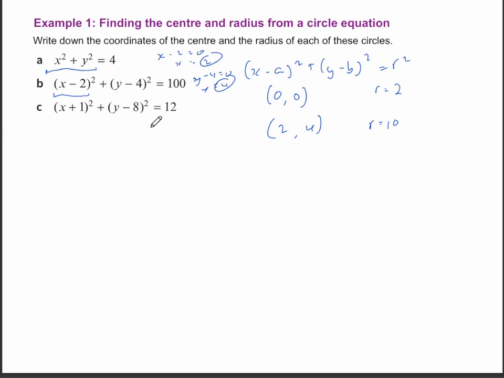Finally, this one right here, where you get, okay, x plus 1 equals 0 and y minus 8 equals 0. We get x equals negative 1 and y equals 8. That means our center is going to be negative 1, 8. Then our radius is just going to be the square root of 12, which is 2 root 3.